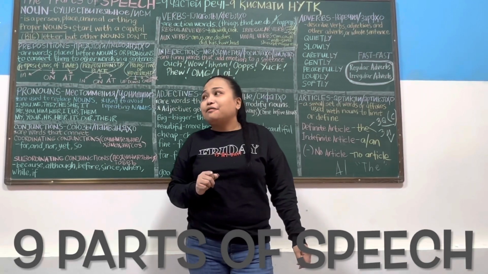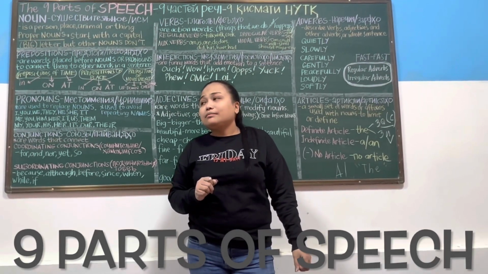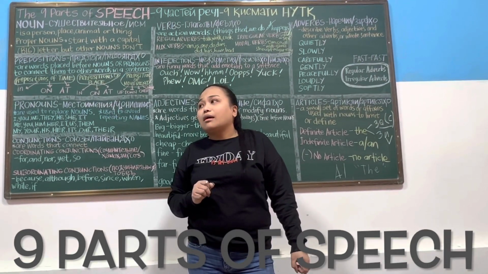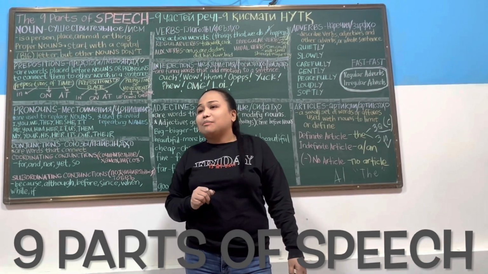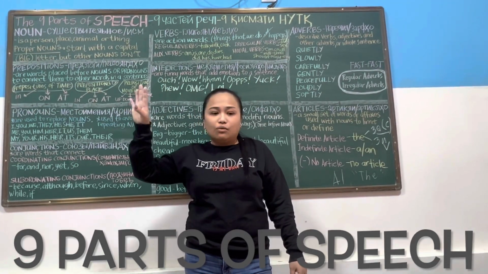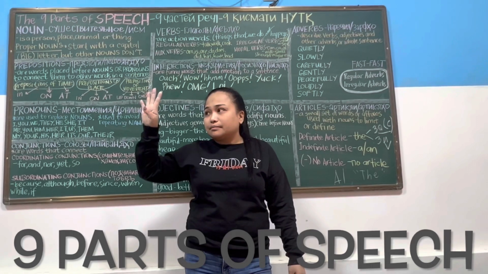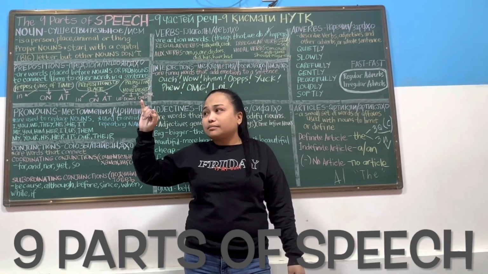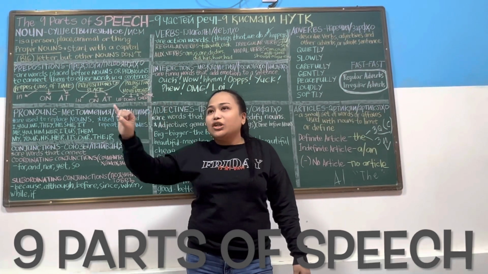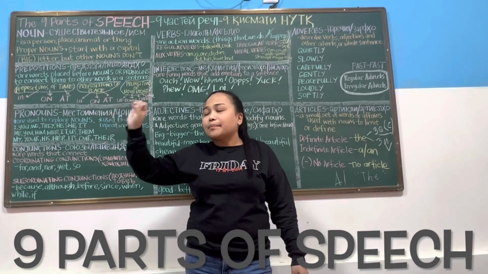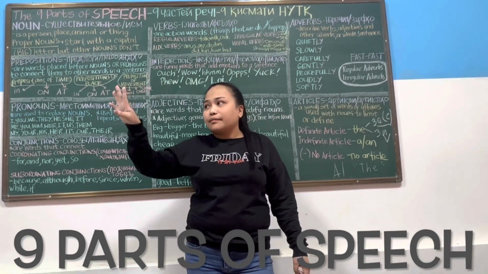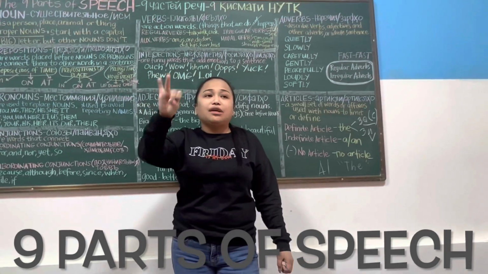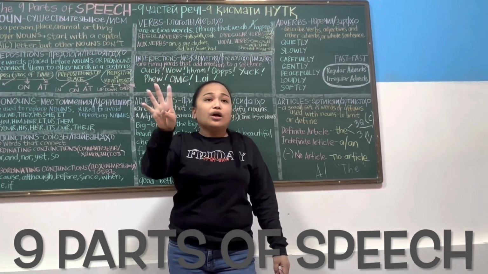Verb. Okay. How many types of verbs did Hannah explain today? What are the 4? What are those? Regular, auxiliary, and modal verbs. Okay, I've said about regular, irregular, auxiliary, and modal verbs.